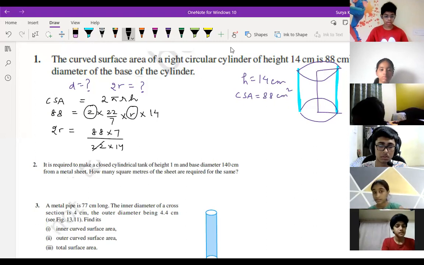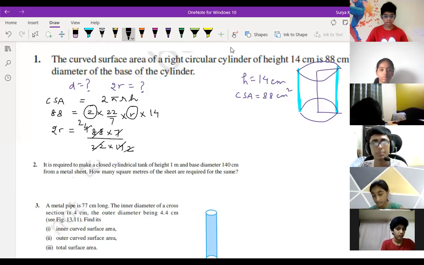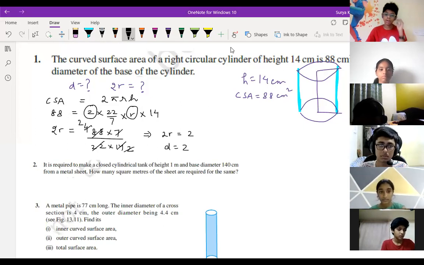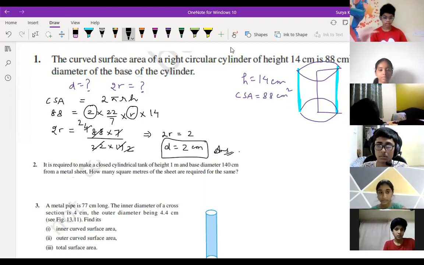So 22 4s are 88. I doubled it later. No problem at all. So 2r is equal to 2, you can write, or diameter is equal to 2 centimeter. Diameter is 2 centimeter. Is it clear to everyone, children? Anywhere you're feeling difficulty over here?